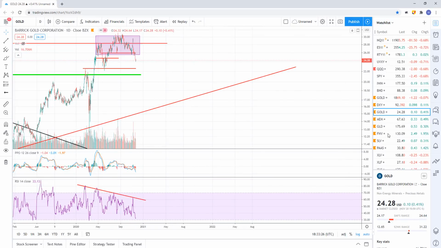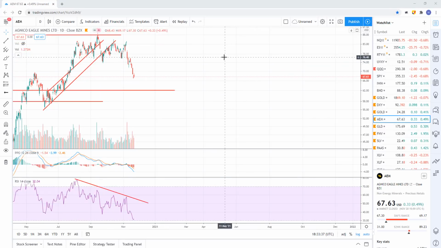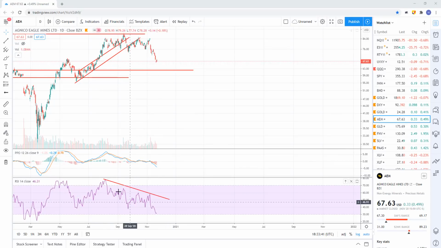It's not there yet. Here's Agnico Eagle, another one that I like. It is clearly just downtrending. Momentum is moving down, and price action is moving down. So we don't have anything else telling us that there's anything different than just a downward trend.